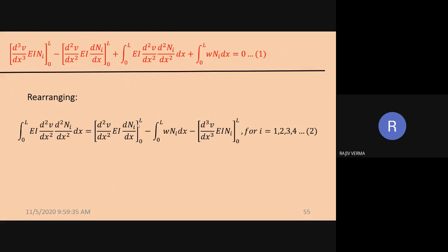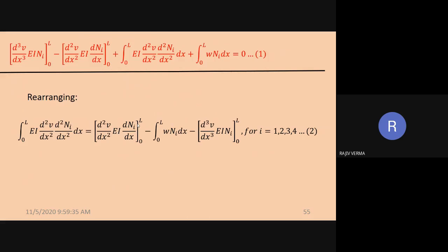The loading on the beam indicated by W, obviously since it is a known parameter, is kept on the right, and the values of d square v by dx square and d cube v by dx cube are supposed to be supplied as boundary conditions, so obviously they are going to be known, therefore they also have been kept in the right hand side.